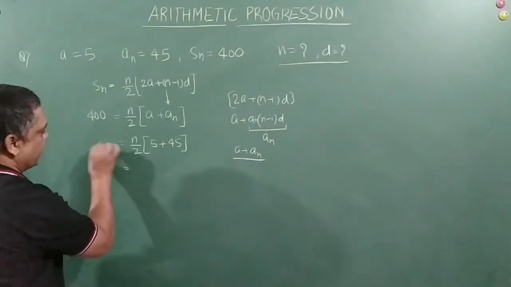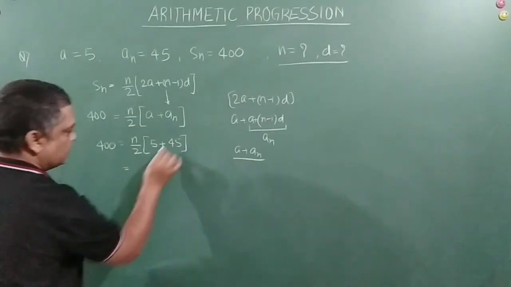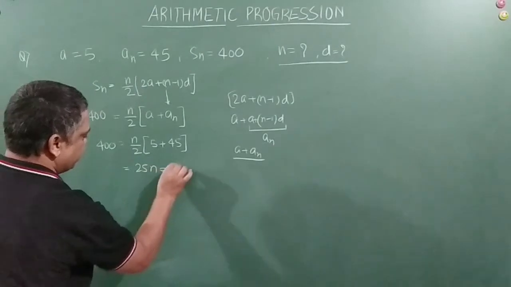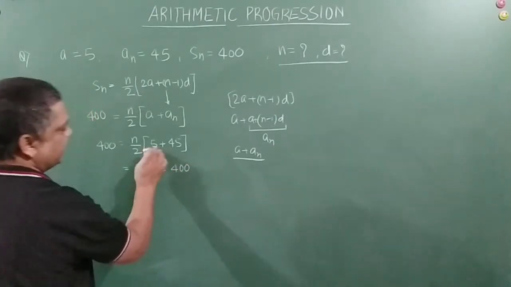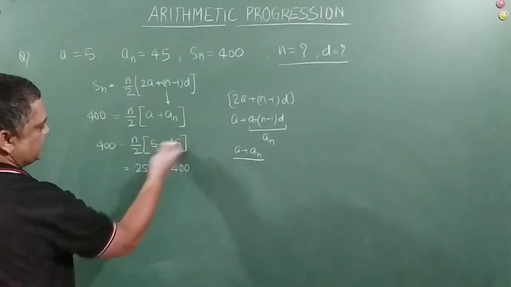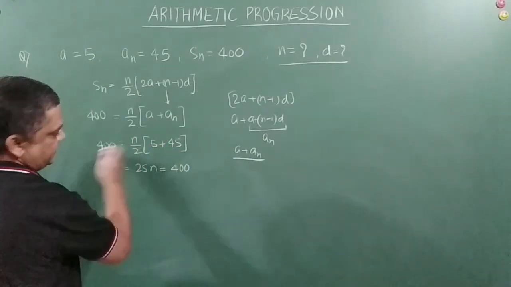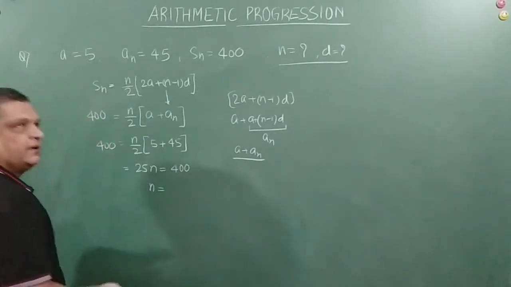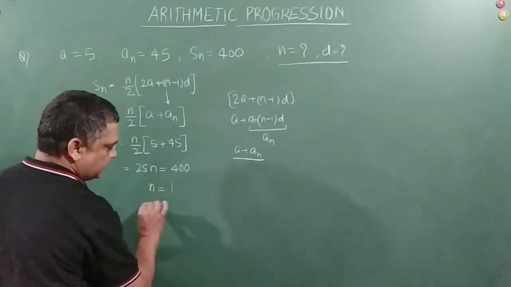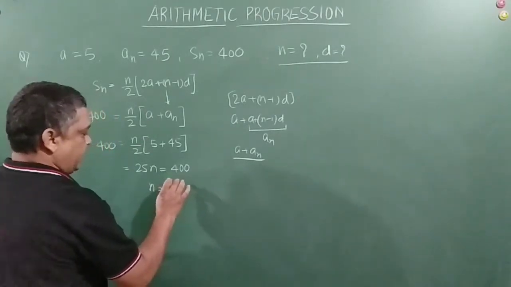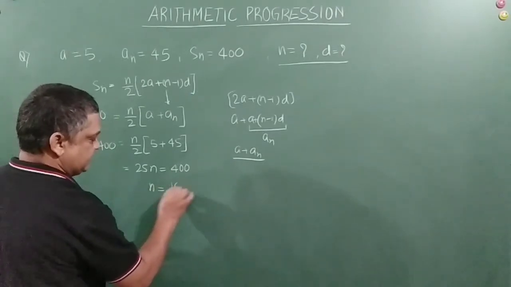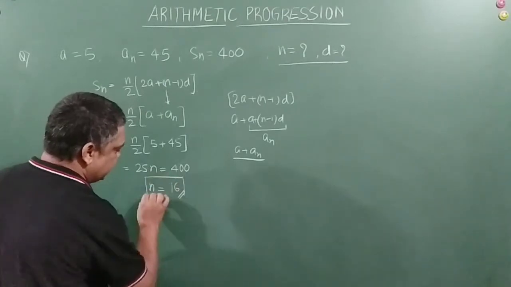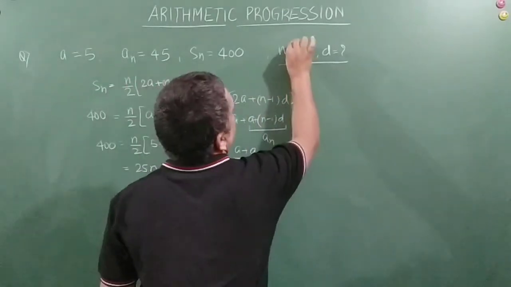So this is equal to 400. Now this becomes 50, that is 25n is equal to 400. You are getting it? 50 divided by 2, that is 25, multiplied by n, 25n is equal to 400. Right? So n is equal to 400 by 25, that is equal to 16. So the number of terms in the series is 16. So n is equal to 16.